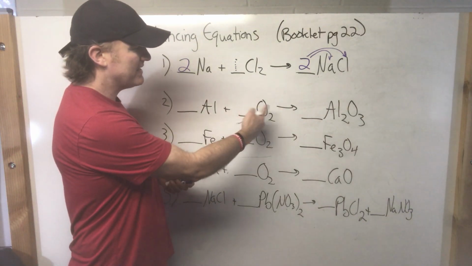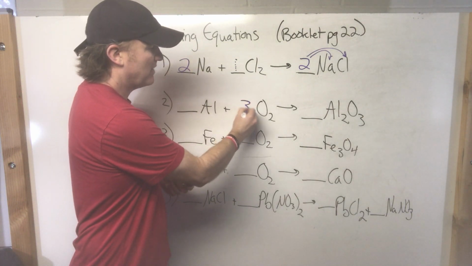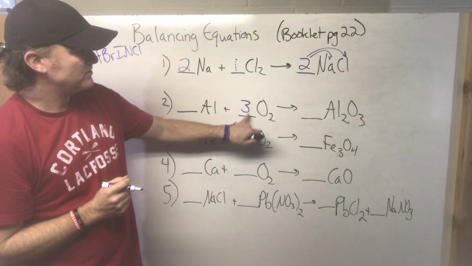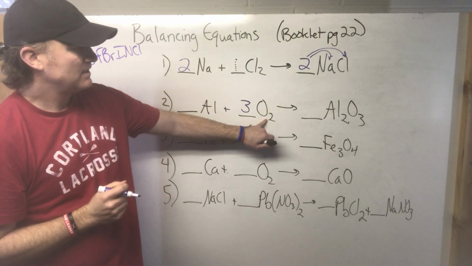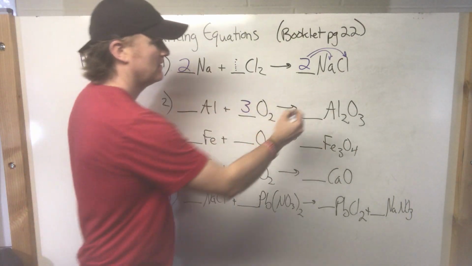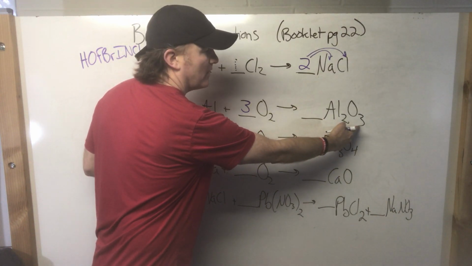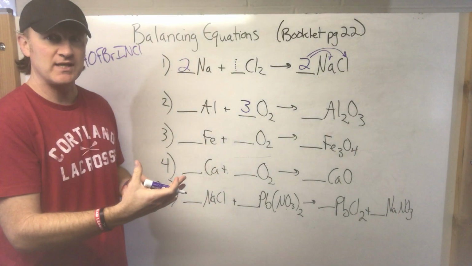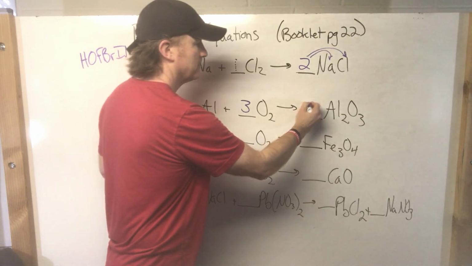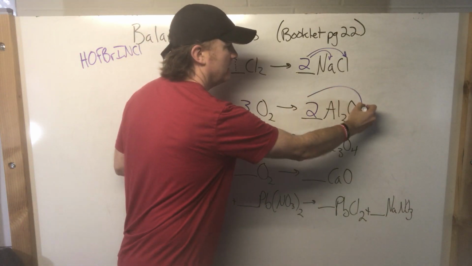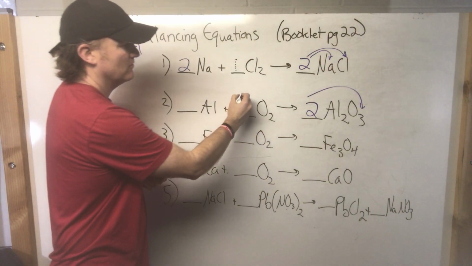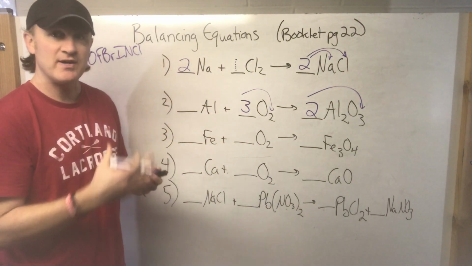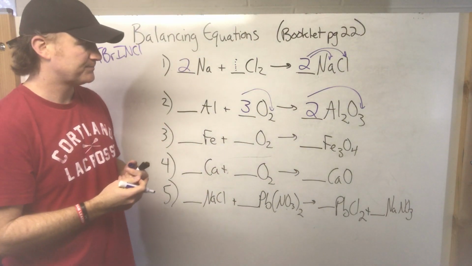So I want to make 6 over here by putting a 3 in front. So 3 times 2 is 6. And to do the same thing over here, we want to figure out, okay, well, what times 3 equals 6, which of course we know is 2. So 2 times 3 would be 6. 3 times 2 is 6. So now my oxygens are balanced on both sides.